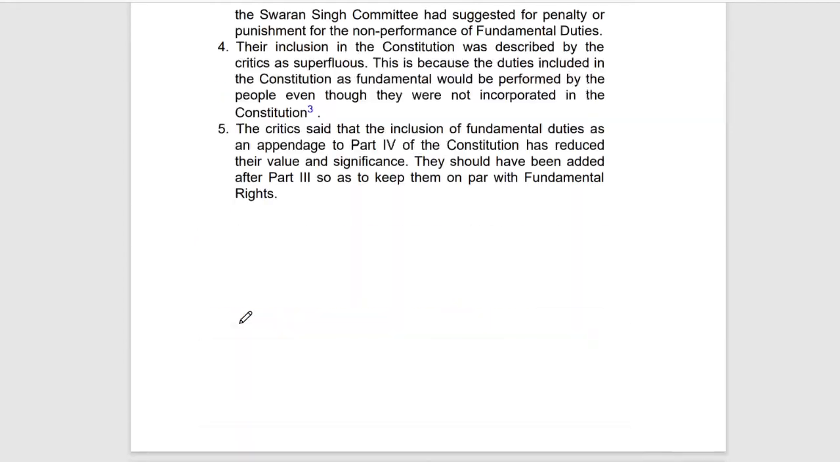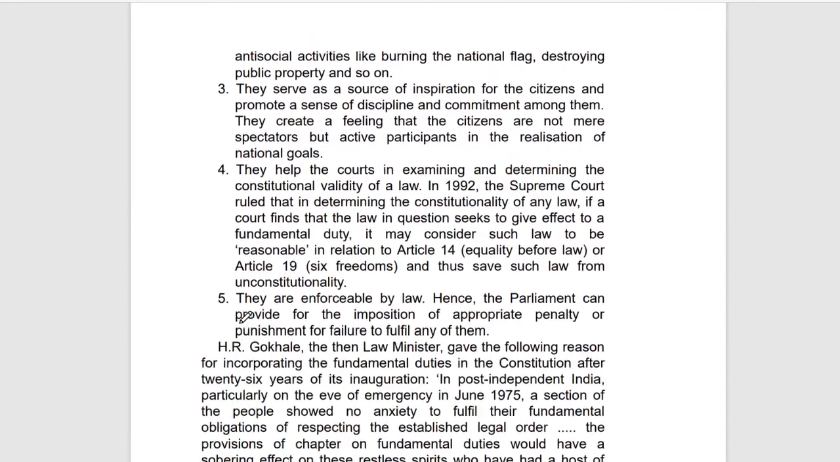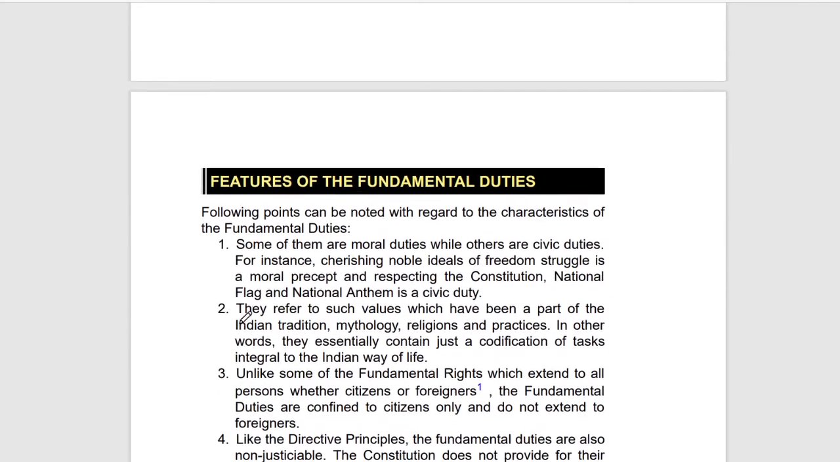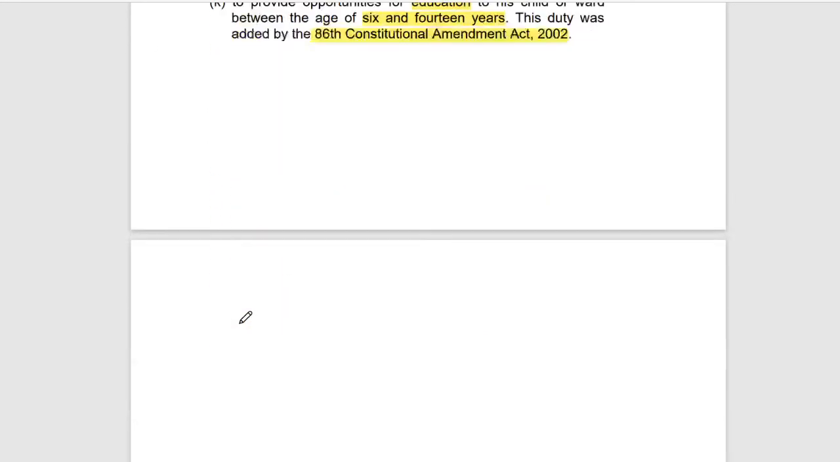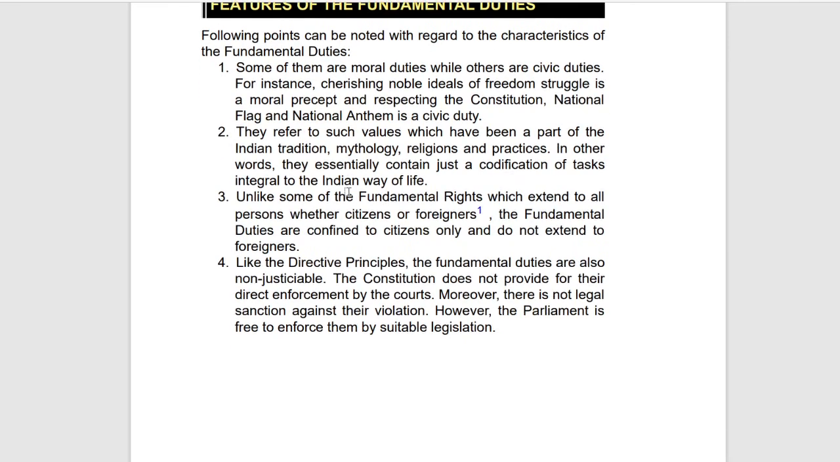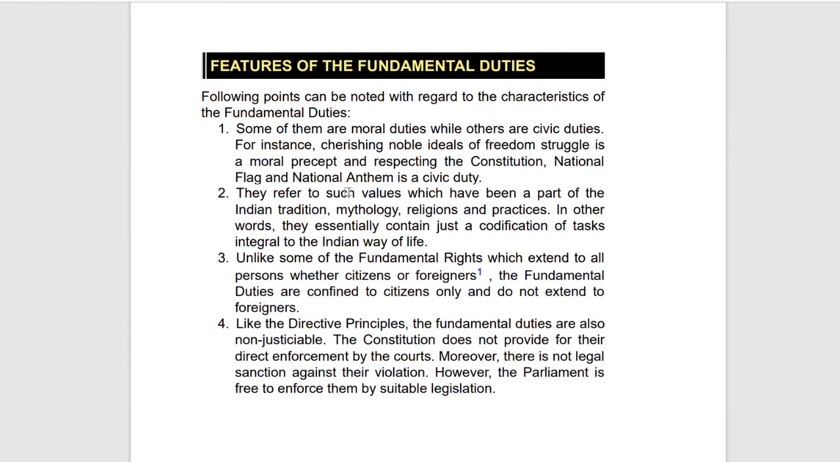All right, now let us see how to move ahead. Now this much is sufficient as far as notes making is concerned. Now I will tell you some other tricks of notes making. So we have covered up till now. So see here, next headline is features of fundamental duties. From reading these 4 points, you can again draw the features of fundamental duties. For example, you can just draw here, these are civic duties, okay, moral precept.